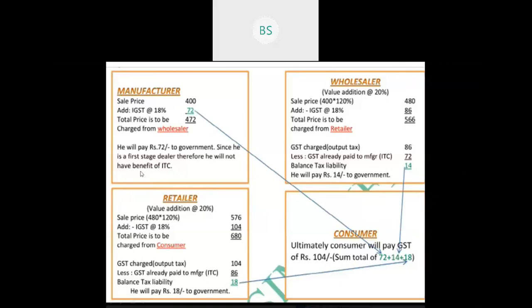Calculate. 400 of 18% means 400 multiplied by 18 upon 100. What will be the answer? 72. When you do this, you will get 72. So here I have already written the answer.